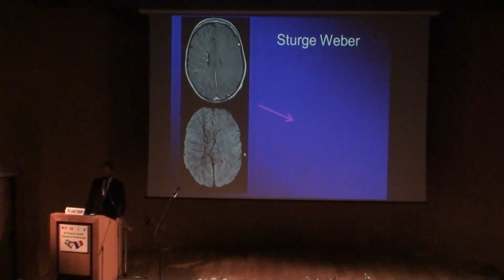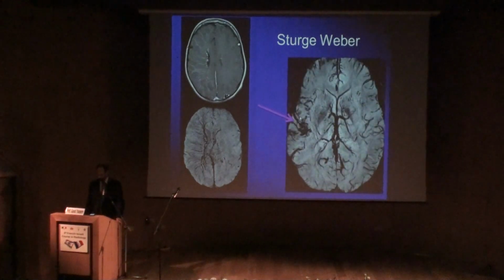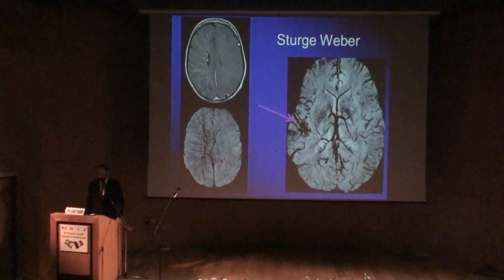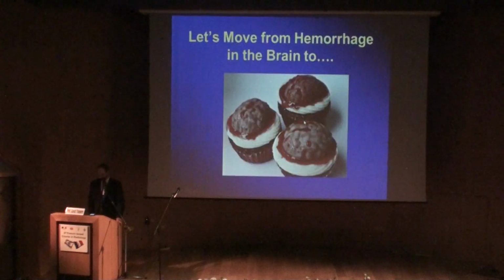Another example, here we have one from Sturge-Weber, where you see the prominence of the venous system on the post-contrast scan, as well as a little bit of volume loss. This is the SWI sequence, and this is another example of a patient with Sturge-Weber with leptomeningeal involvement.